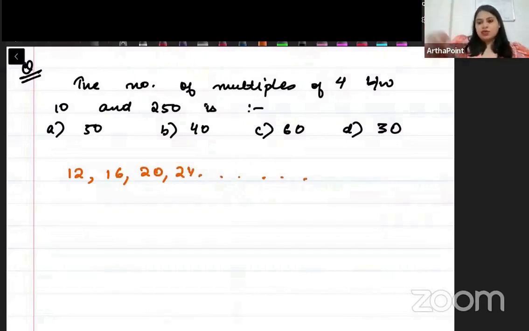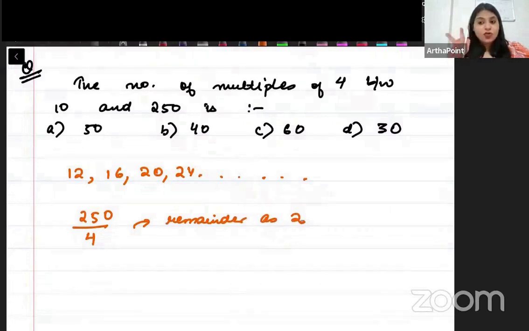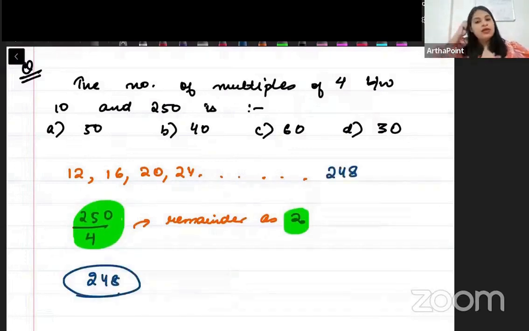Let's first think about the last multiple. If I divide 250 by 4, I will get remainder as 2. That means 250 is not completely divisible by 4. It's giving me a gap of 2. So 2 must be subtracted from 250 to get the last number. Are you getting it? When 250 is divided by 4, I'm getting the remainder as 2. So 248 should be the last number that is divisible by 4.